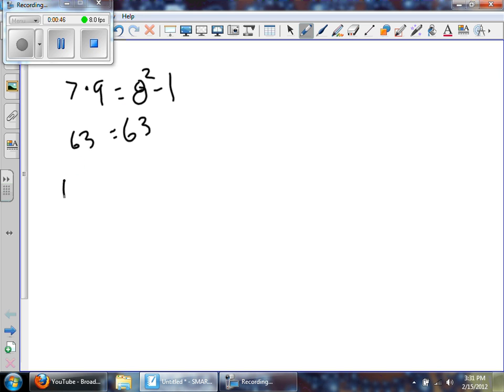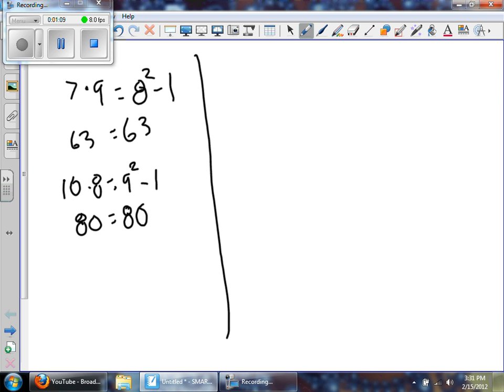Let's try, let's say, 10 and 8. So if this theory is right, 10 times 8 should be 9 squared minus 1. Well, 10 times 8 is 80, and 9 squared is 81, minus 1 is also 80. So this is interesting, and this works for positive integers. Well, the next thing I'm asking is, does it work for negative integers?